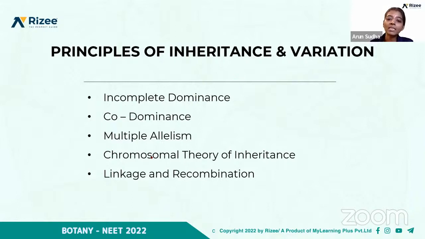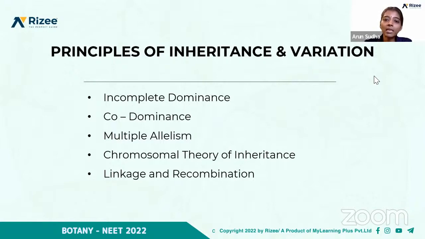And also we'll see about the chromosomal theory of inheritance and what is linkage and recombination. All these are variants of the Mendelian law of inheritance, that is, they do not follow the Mendelian law of inheritance. So in what way do they differ? That's our main focus today. Okay, so non-Mendelian inheritance, right? It is one of the interesting topics.